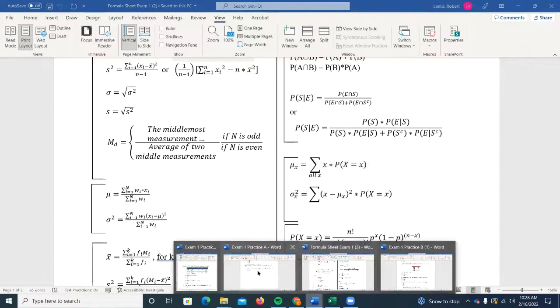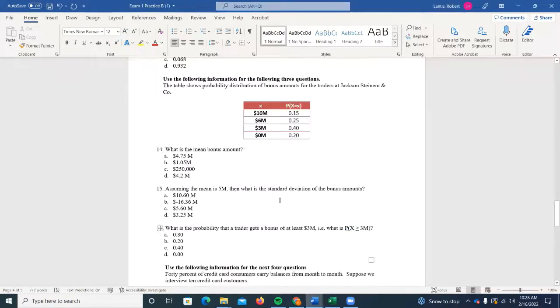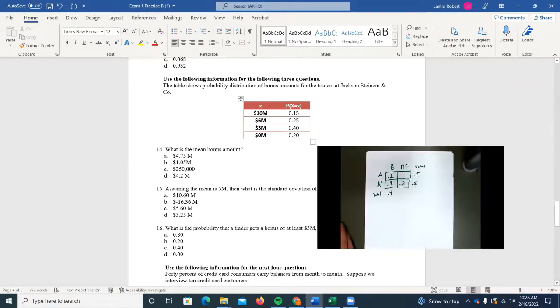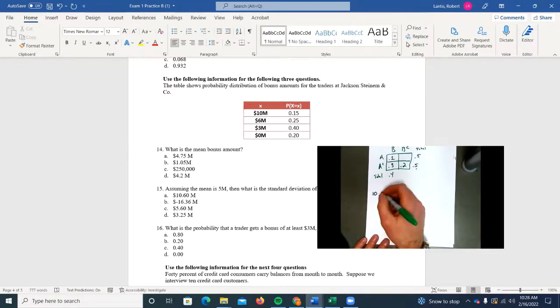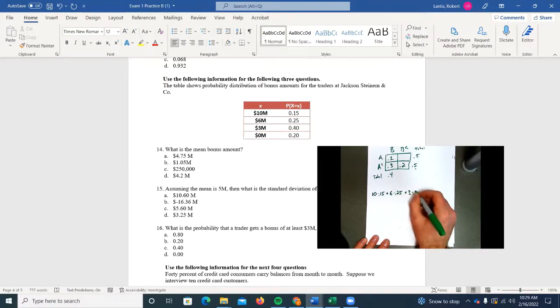Right? So if I look at practice exam A, practice exam B, I'm just going to go through, take every x value, so 10 times 0.15, and multiply it by its associated probability. Next outcome of 6 times the probability I see 6 occur. Next outcome of 3 times the probability I see 3 occur. Next outcome of 0 times the probability I see 0 occur. Right? I think this should work out to, you get a mean of 4.2. Right? So this should be how you find the mean of a discrete random variable.